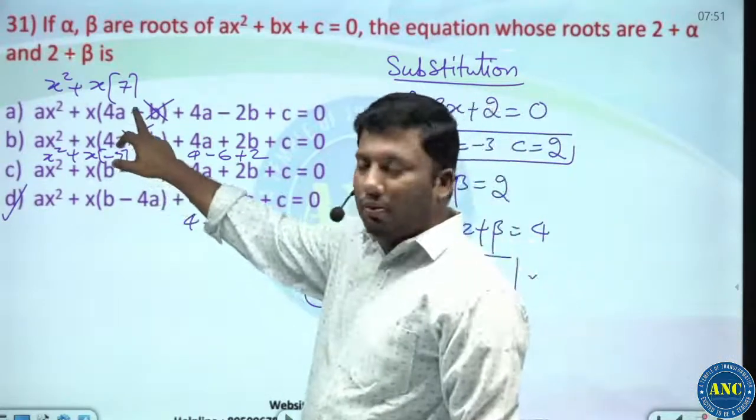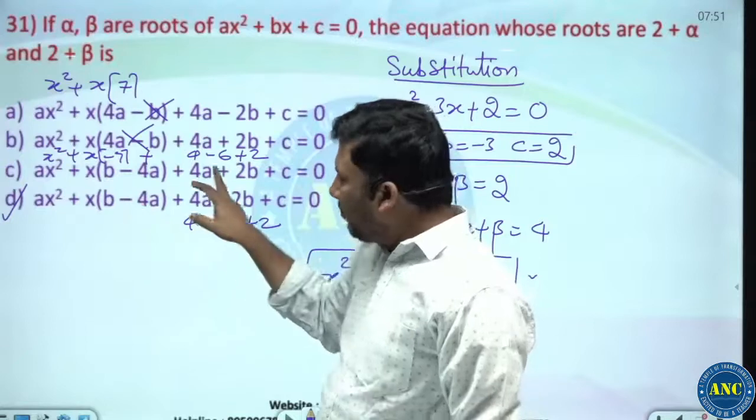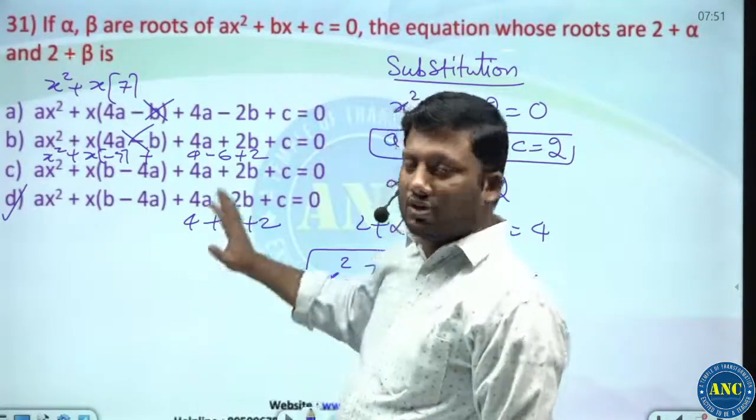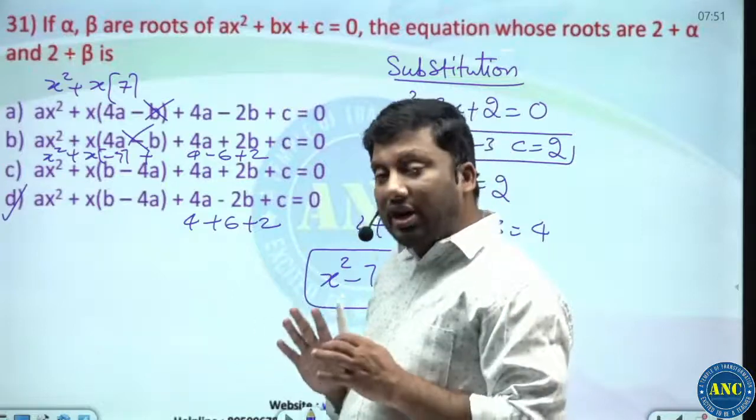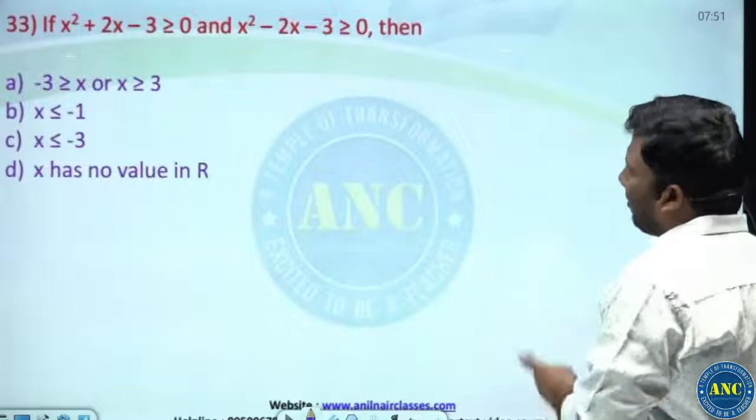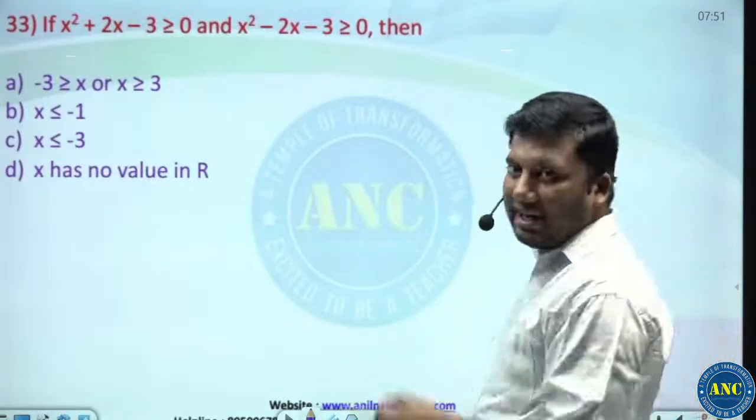First one is giving you plus 7, second one plus 7, third one is giving you 0, but I want 12. So option is D. Question contains variable, answer contains variable. How to do it? Substitute. I hope the idea is clear.